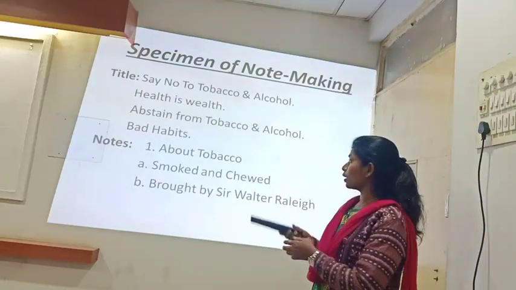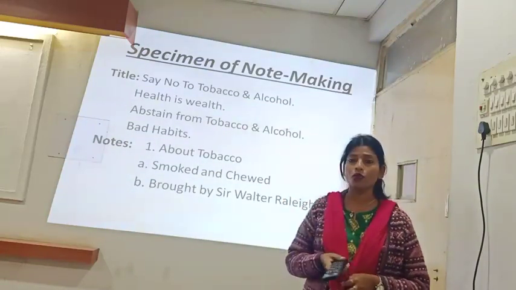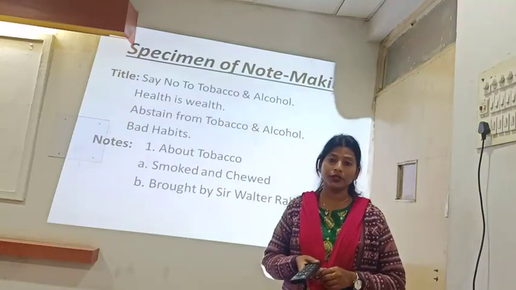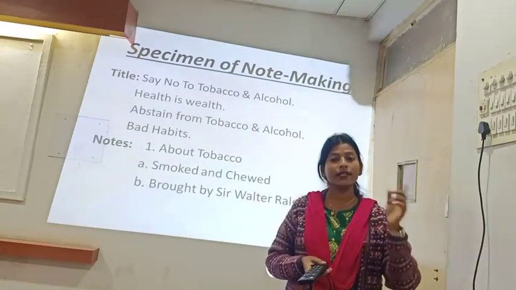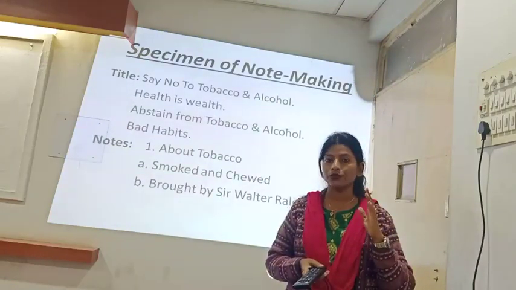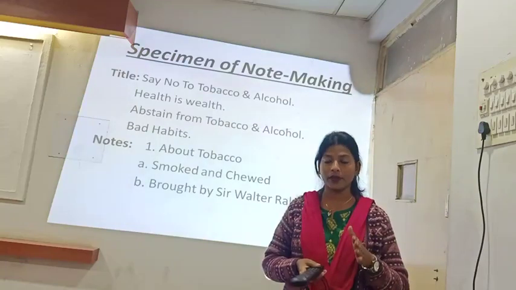Like here I have written about tobacco: smoked and chewed. You will write that tobacco is smoked and chewed. You will write in a sentence. In summary you will frame sentences, and in note making you will write only gist and in brief, right?